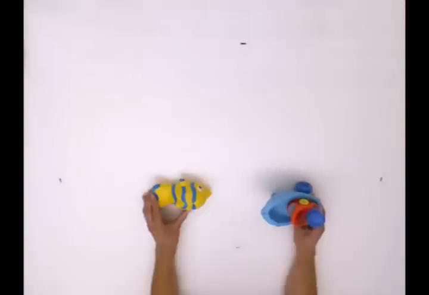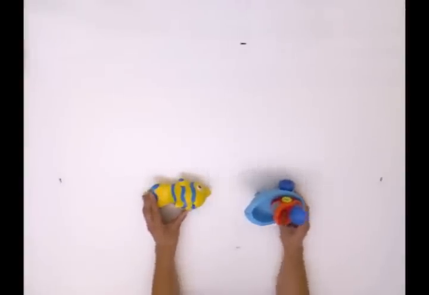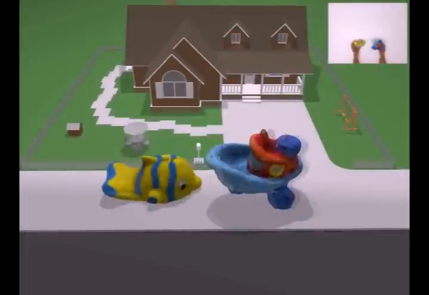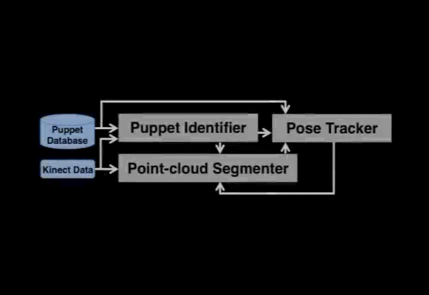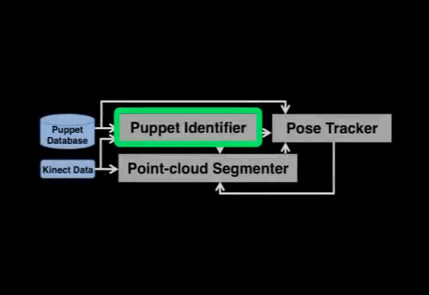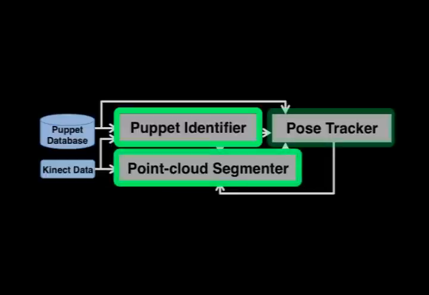During a performance, our system identifies all the puppets, finds their 6D poses, and then renders them in a virtual scene, all in real time. Our capture module consists of three main components: the puppet identifier, the point cloud segmenter, and the pose tracker.